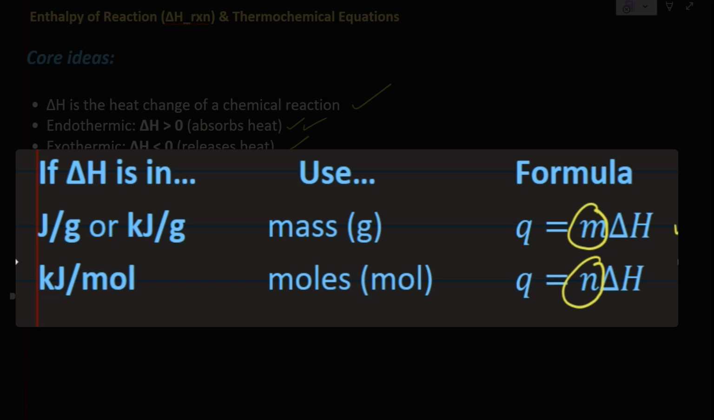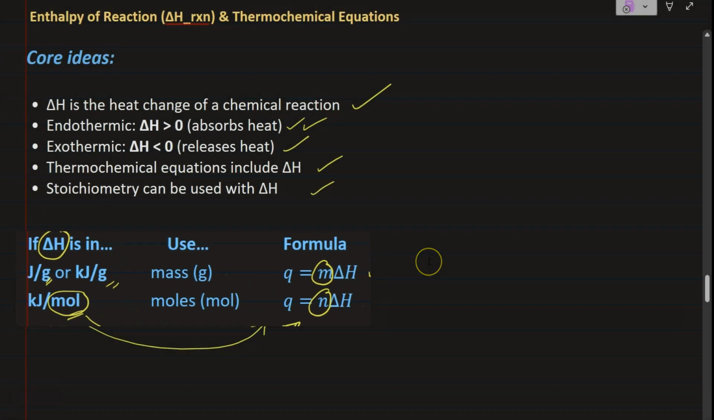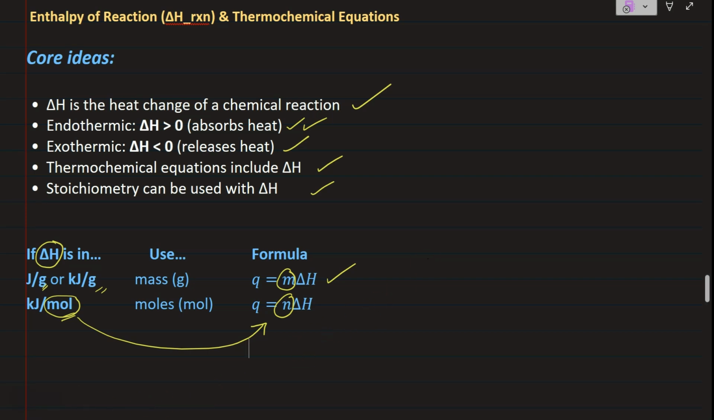The only way you will know is by the units of delta H given to you. If delta H is in joules per gram or kilojoules per gram, that gram gives you the hint that you have to use the equation with mass, not the mole. But if delta H shows up in joules per mole, do you see this right here, mole? Then you must use the equation with the mole variable in the phase equation. That's the only thing you have to pay attention to. It's actually straightforward. Let's go through a couple of examples.